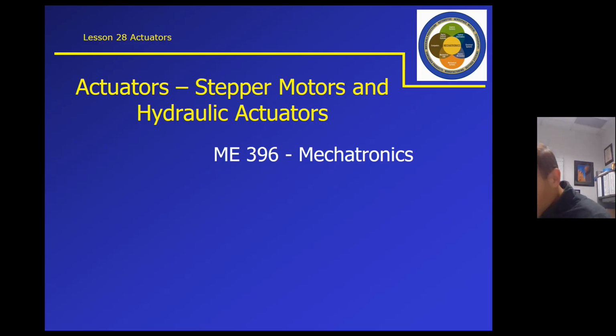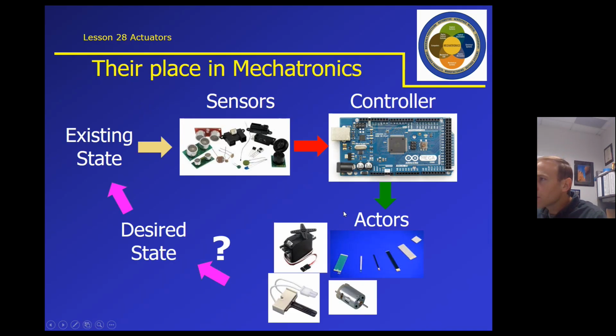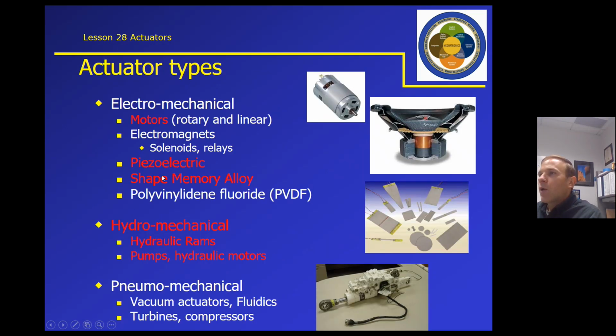Okay, welcome to lesson 28. This is the second lesson on actuators. So I'm going to start by just doing a little bit of review of what we've talked about previously. Again, this is our closed loop mechatronic system diagram. We're in the realm of looking at actuators right now. So we're talking about that today.